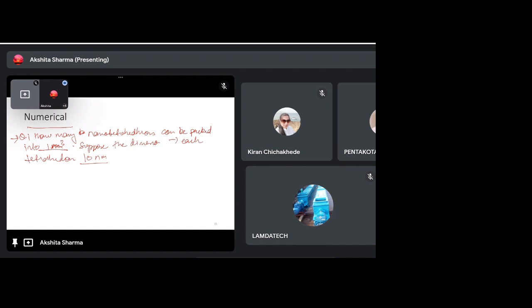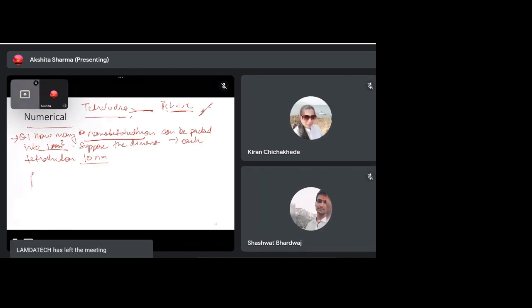Can anybody solve these questions, or can anybody tell the approach to solve such questions? If not, do you know what is a tetrahedron first? Are you familiar with this word, tetrahedron? It is in shape like this. My pen is not working, so kindly bear with me. It is like this. Are you familiar with the shape, Kiran?